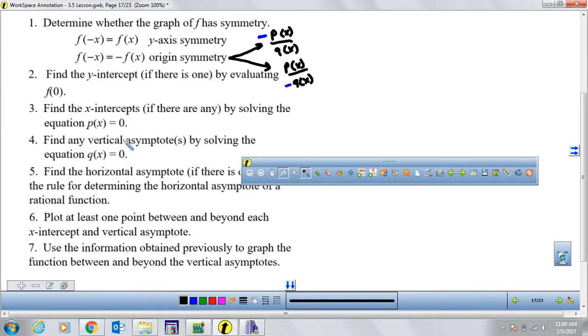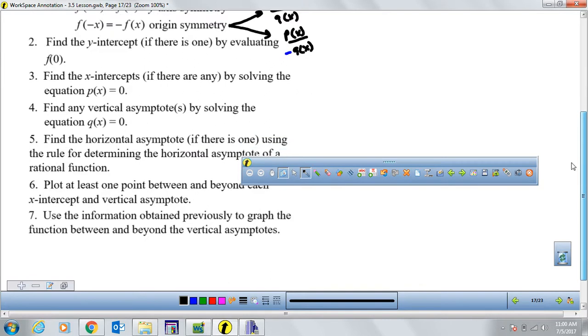Now then we're going to find the vertical asymptotes. We find those by setting the denominator equal to 0, finding the values of x that make the denominator 0. And remember, there might be holes. How do you know there's holes in the function? If there's any factor that can be reduced in the first place, that becomes a hole. That's called a removable discontinuity.